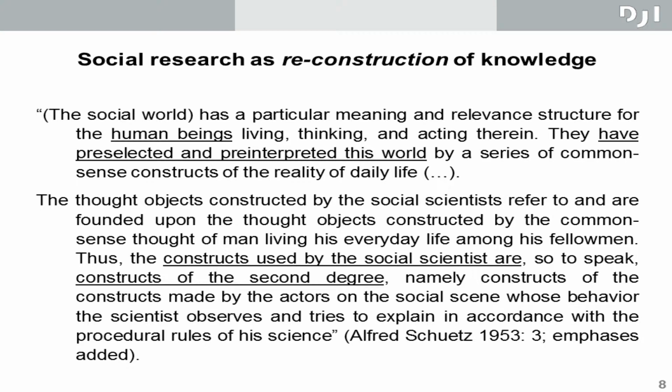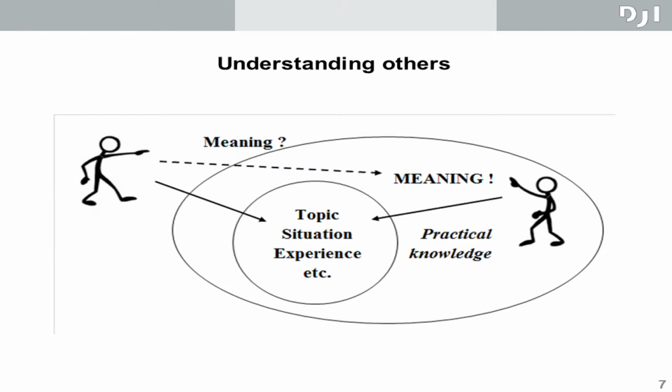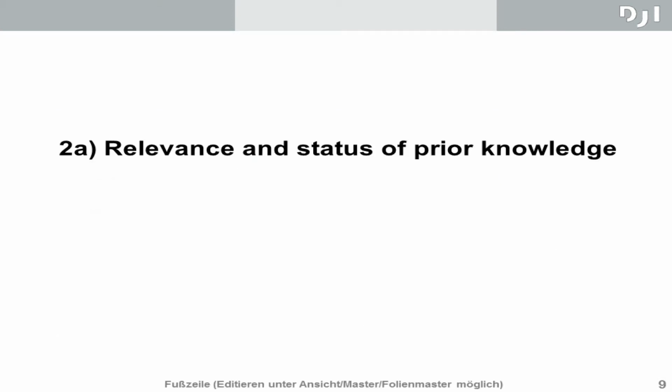He's an important key figure in interpretive sociology, and he essentially says, I will not read it all out, but the end is: the constructs used by social scientists are, so to speak, constructs of the second degree, namely constructs of the constructs made by the actors on the social scene whose behavior the scientist observes. So we are operating as researchers on a second level of reconstructing what our respondents on the first level think about certain topics and situations.